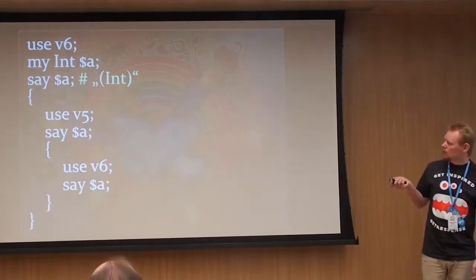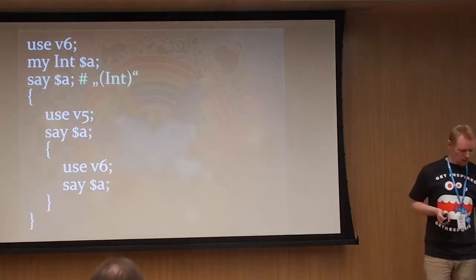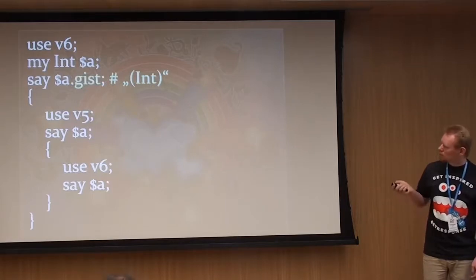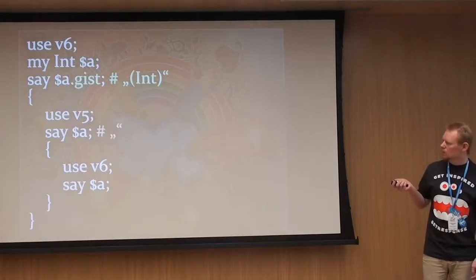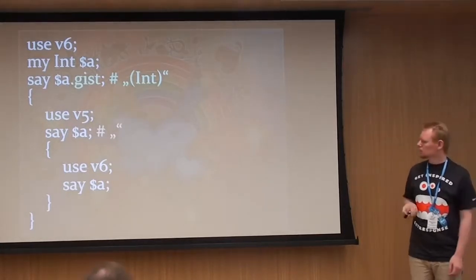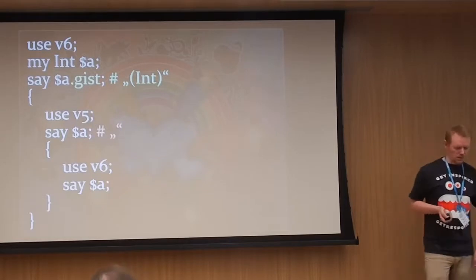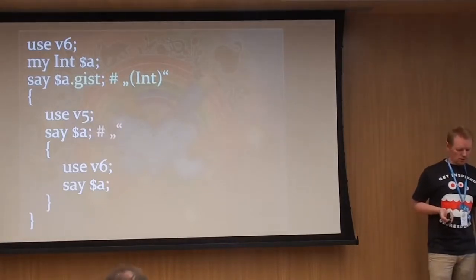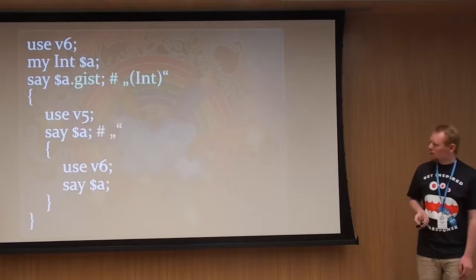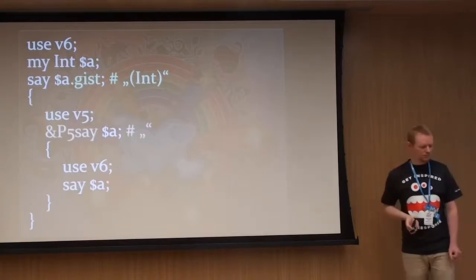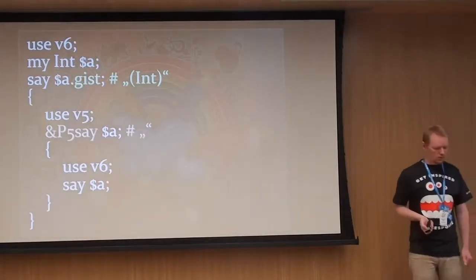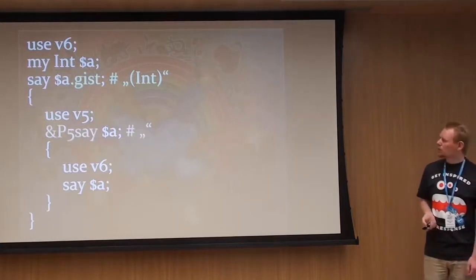So what do we want to have in Perl 5? When we say the very same variable, of course we want to have an empty string. When we turn warnings on, it should perhaps write something down for us that something uninitialized was printed. And in fact what it does is not to call .gist on this variable, it calls the subroutine p5 say, which knows how to turn a variable into a string.